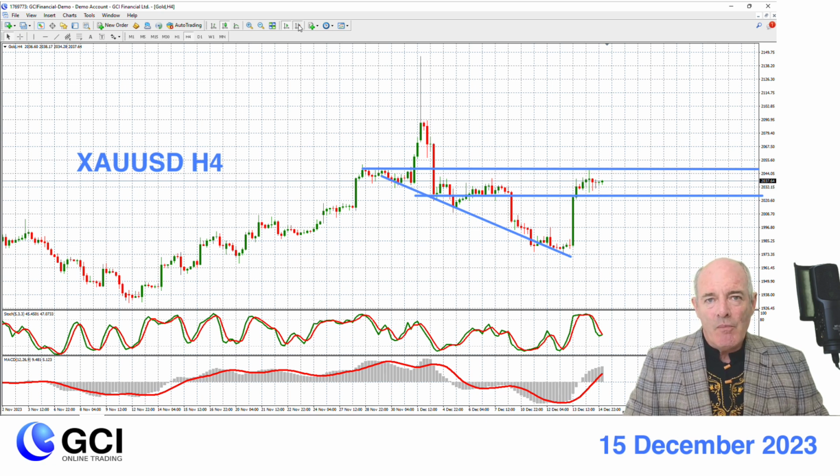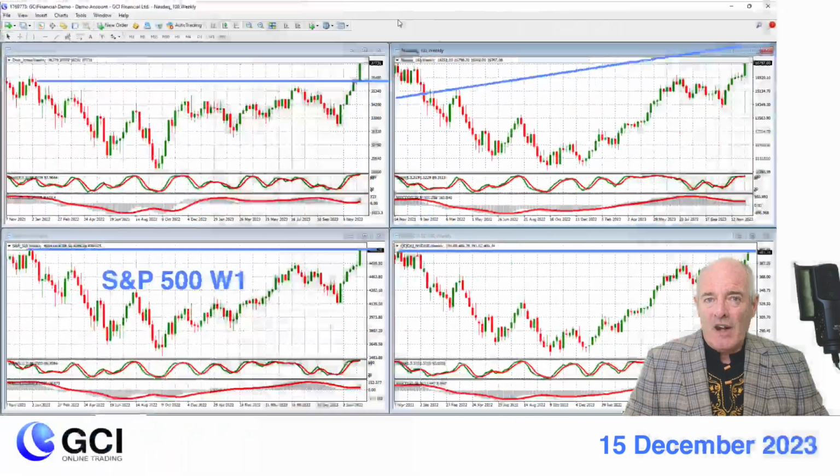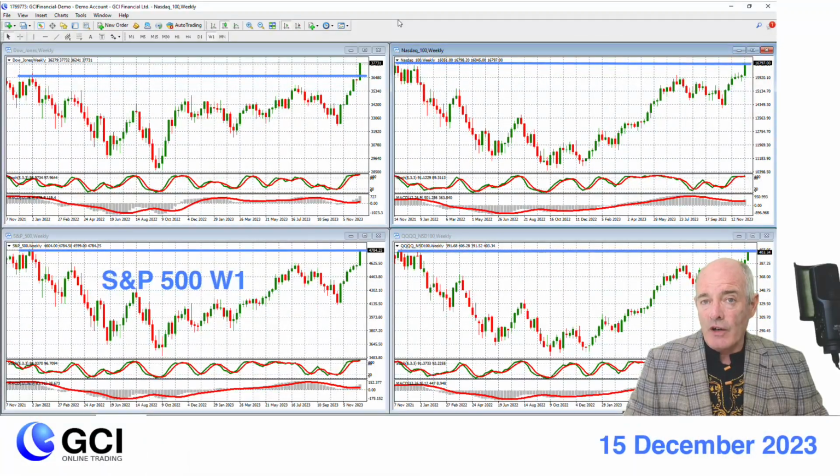So, when Jerome Powell talks about lowering interest rates, investors like his attitude, and we can see that all major US indices are at or near record highs. This is also common this time of year, and we call it the Santa rally, which started early this year.